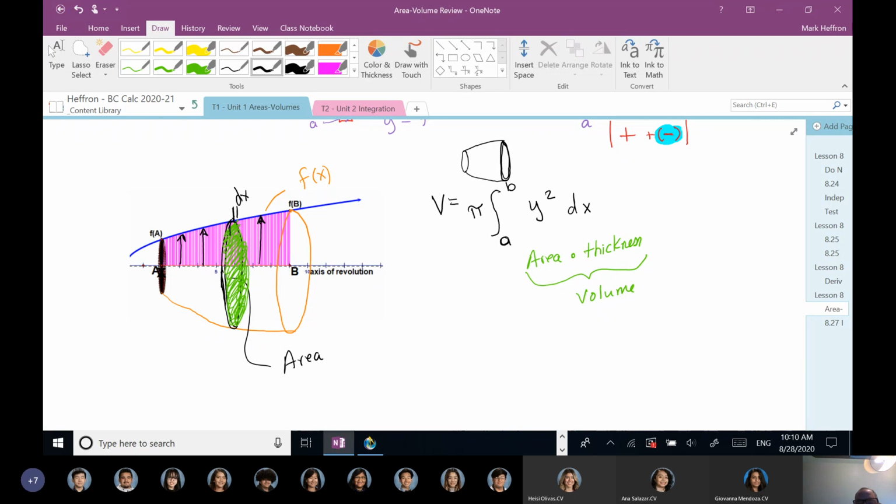So what's the formula for area of a circle, Anna? Is it pi r squared? Yeah, it's pi r squared. What is r in our case? Is it the height up to the curve? What do you think, Giovanna? Is r the height up to the curve, or is it something different?